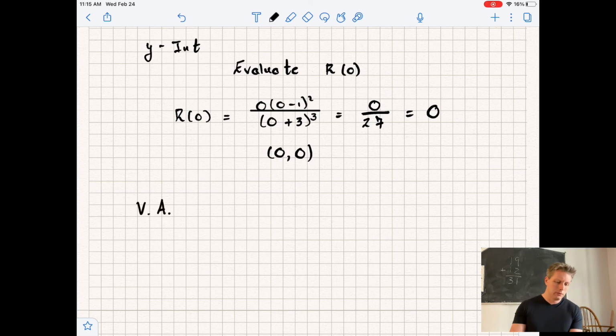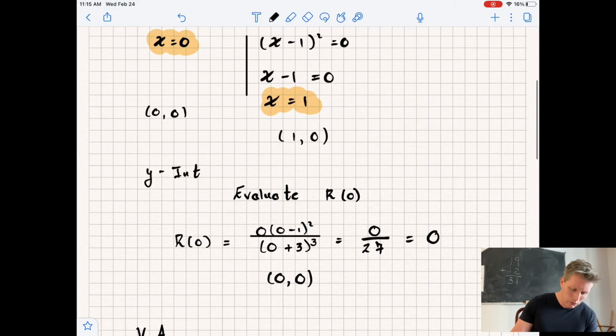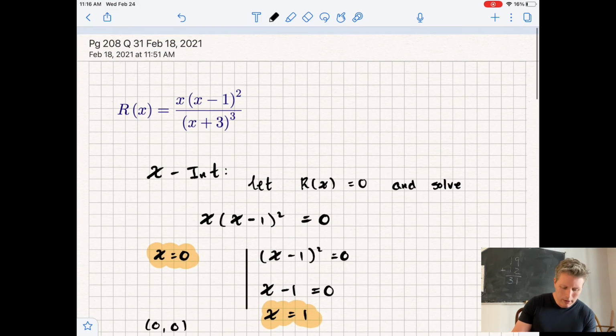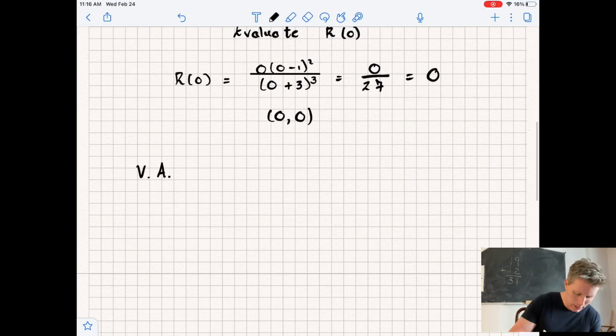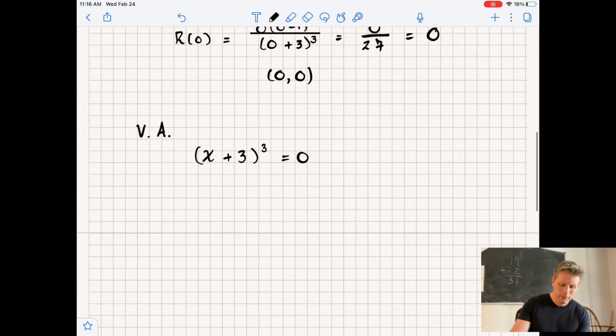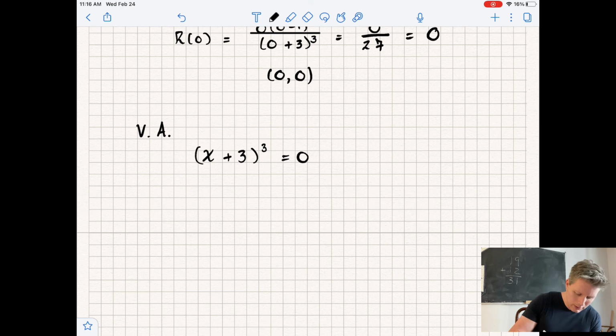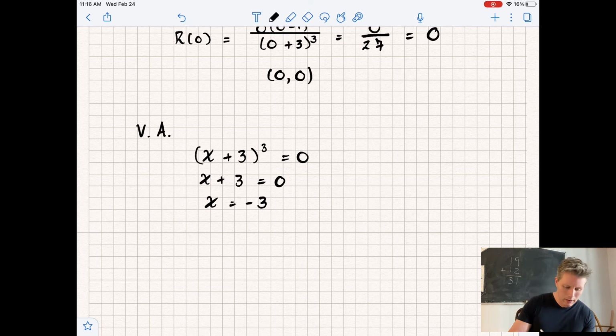So for my vertical asymptote, I'm going to look at my denominator. And when is my denominator 0? Well, my denominator is (x plus 3) cubed. It's equal to 0. Well, if (x plus 3) cubed is equal to 0, take the cube root of both sides, x plus 3 will be equal to 0. And therefore x will be equal to negative 3. And that is my vertical asymptote. x equals negative 3, and I just have one vertical asymptote at x equals negative 3.